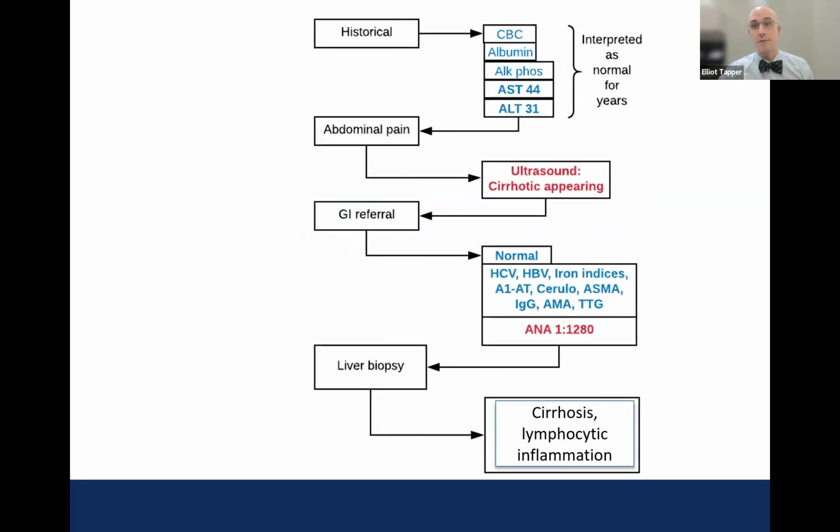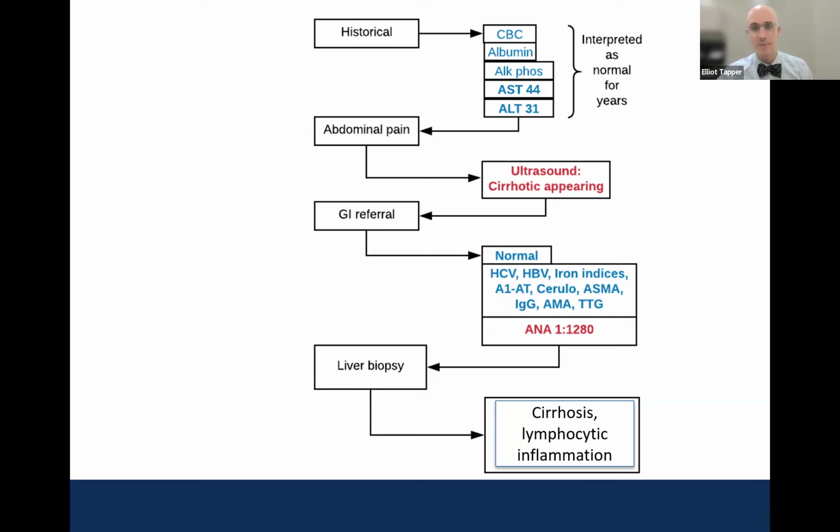So she got a bunch of labs. These were the same that they've always been and have been interpreted as normal. Because of the pain, she got an ultrasound. Her liver was bumpy. And therefore she was referred to GI, and GI did what GI always does. They ordered a ton of tests, and one of the tests comes back as positive, an ANA of 1 to 1280. We're worried about autoimmune hepatitis.